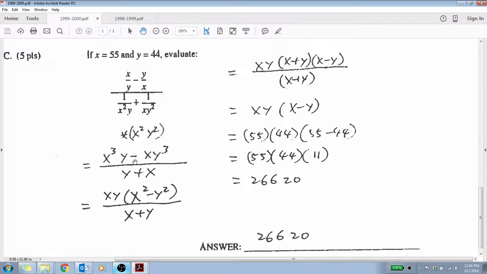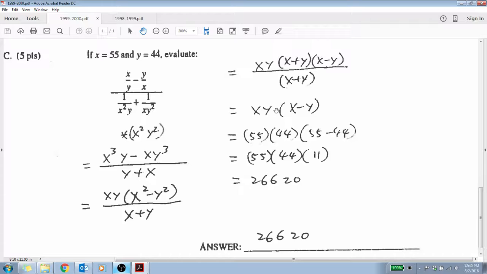They have an x and a y in common. I can pull that out, and so I'm left with an x squared minus y squared inside. Well, this is a difference of squares, so that's going to give me x minus y times x plus y. So I have xy times x plus y times x minus y, all that over x plus y. So notice x plus y is going to cancel. I'm left with now xy times x minus y. This is much easier to work with.